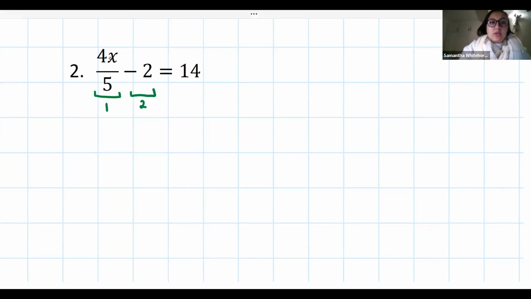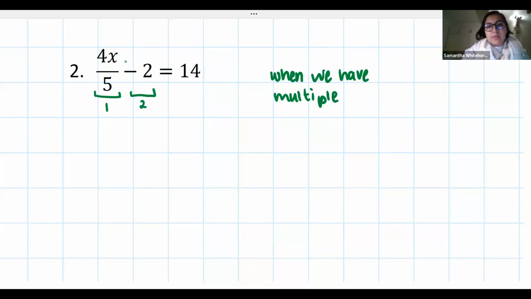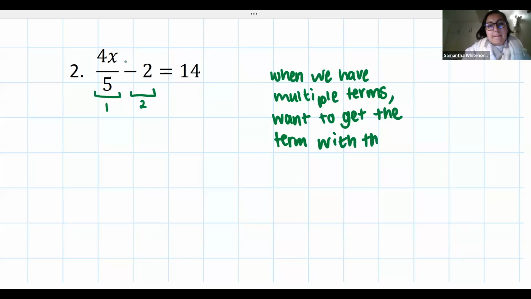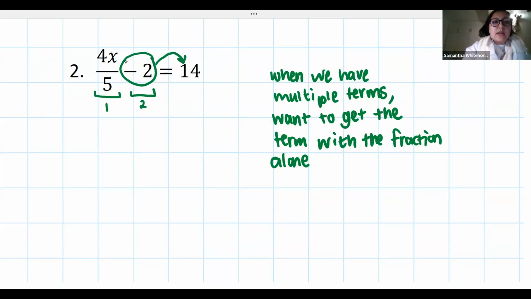So guys, what we want to try and do, the second we have multiple terms, when we have more than one term, we want to isolate the term with a fraction. What that means is we want to take this negative 2 and bring it over the equal sign so that we just have the 4x over 5 on the left. Now we know how to do that. If we bring it over, it becomes plus 2.